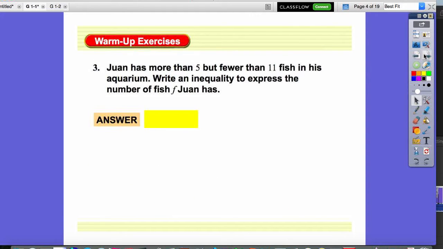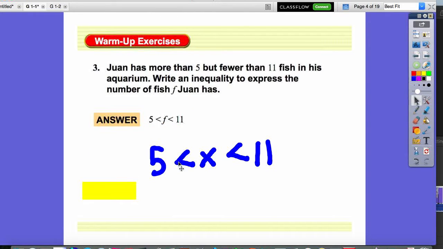Juan has more than 5, but fewer than 11 fish in his aquarium. Write an inequality that represents this. So Juan has an amount greater than 5, and he has an amount less than 11. We do not use the greater than and less than sign with an equal because he has more than 5 and less than 11, but that does not include the quantities 5 and 11.